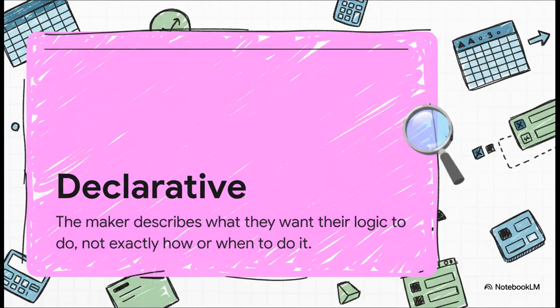So what does declarative even mean? Just think about a spreadsheet. You put a formula in a cell, right? You tell it that it equals the sum of two other cells. You don't tell Excel when to calculate it, it just knows. Whenever the data changes, the formula updates. PowerFX is the exact same way. You just describe the result you want, and the system handles all the messy, complicated stuff in the background.